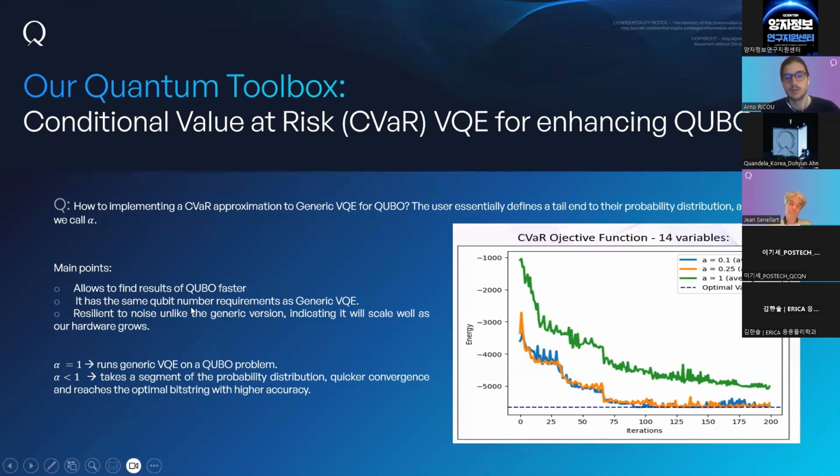It's building on our knowledge of VQE, and it behaves faster than QUBO on these problems. And to give you an intuition, this CVAR VQE depends on this parameter alpha, which is the proportion of elements you want to keep in the full distribution. So if alpha is equal to 1, we run the full VQE problem. But if we take an alpha smaller than 1, we just take a segment of the probability distribution. And we see that here, by taking alpha between 0.1 and 0.25, we get quicker convergence compared to taking an alpha equal to 1.